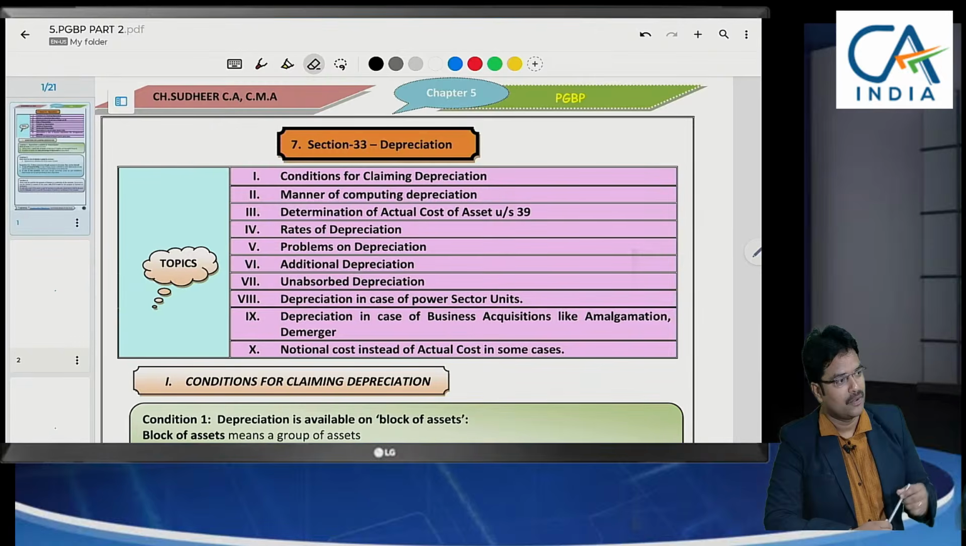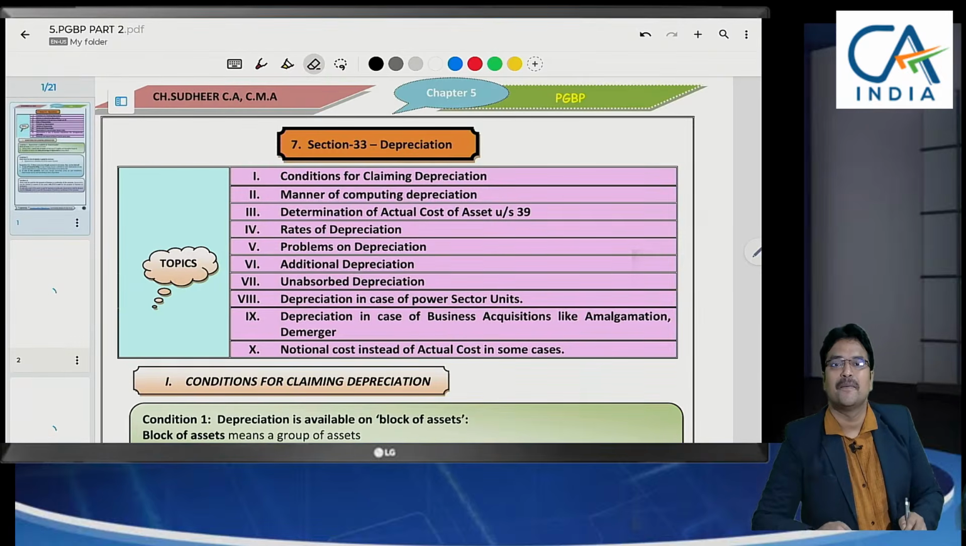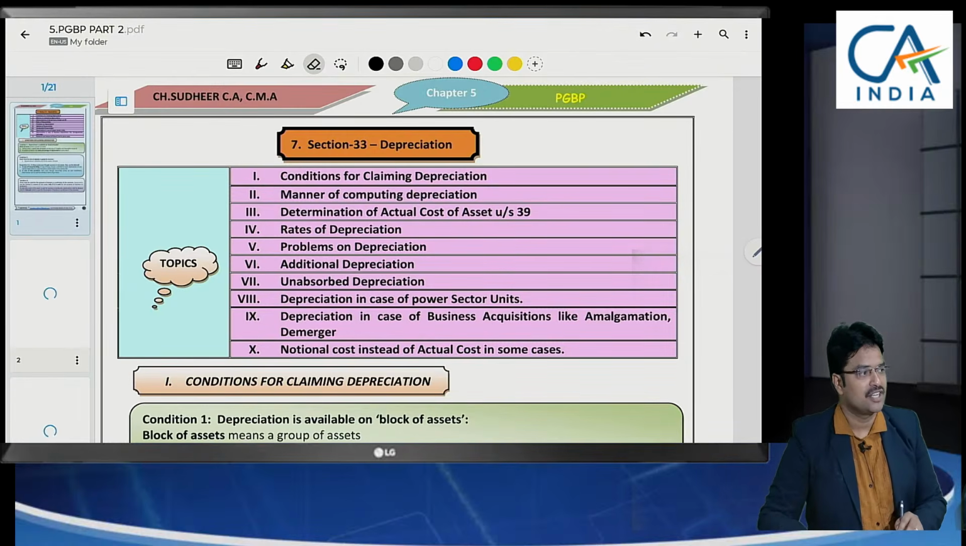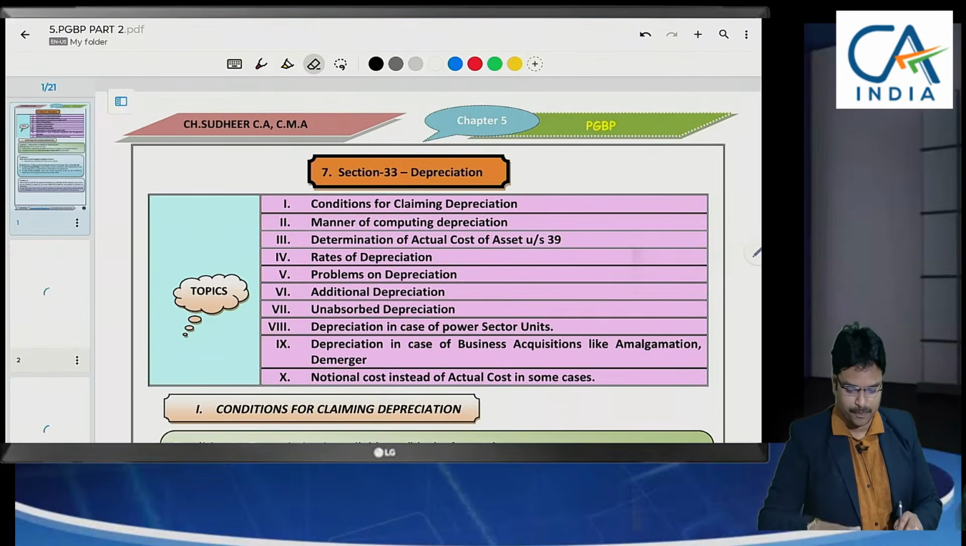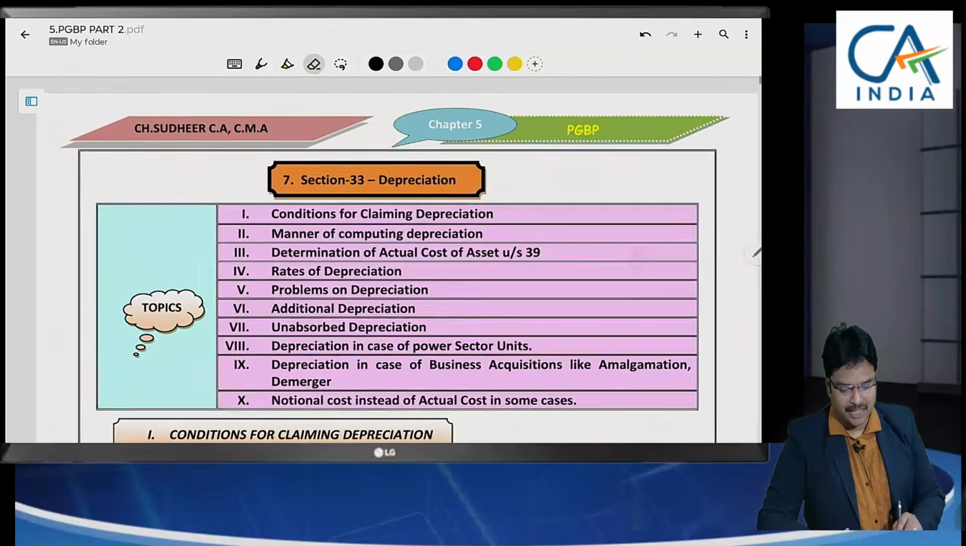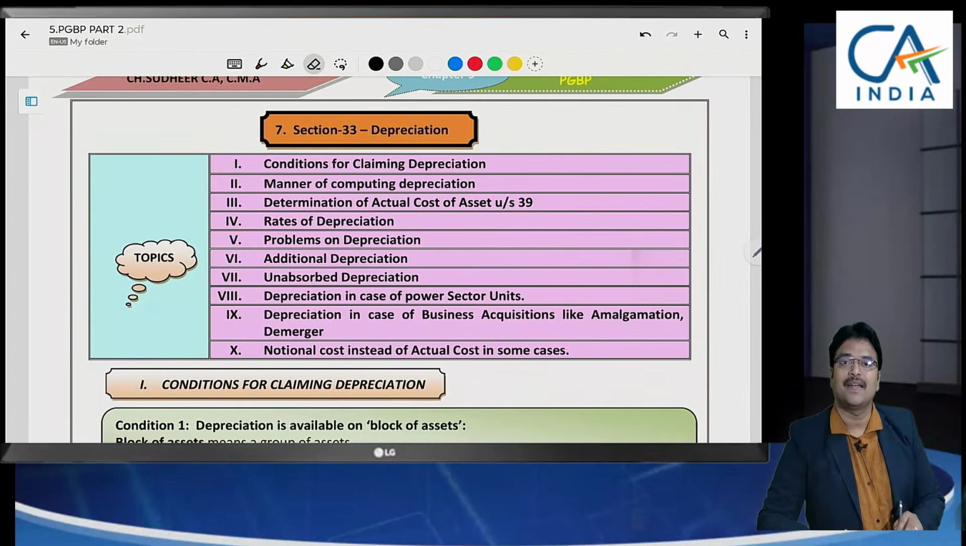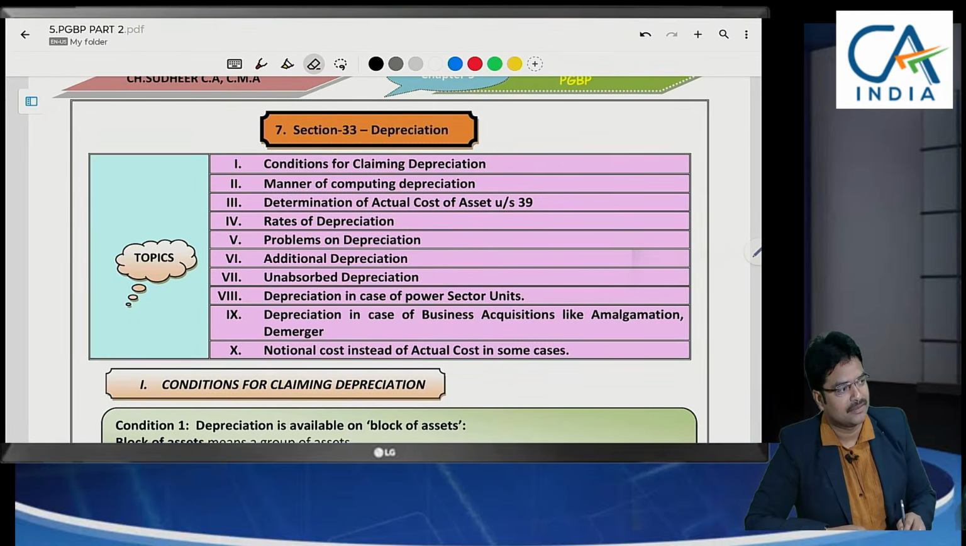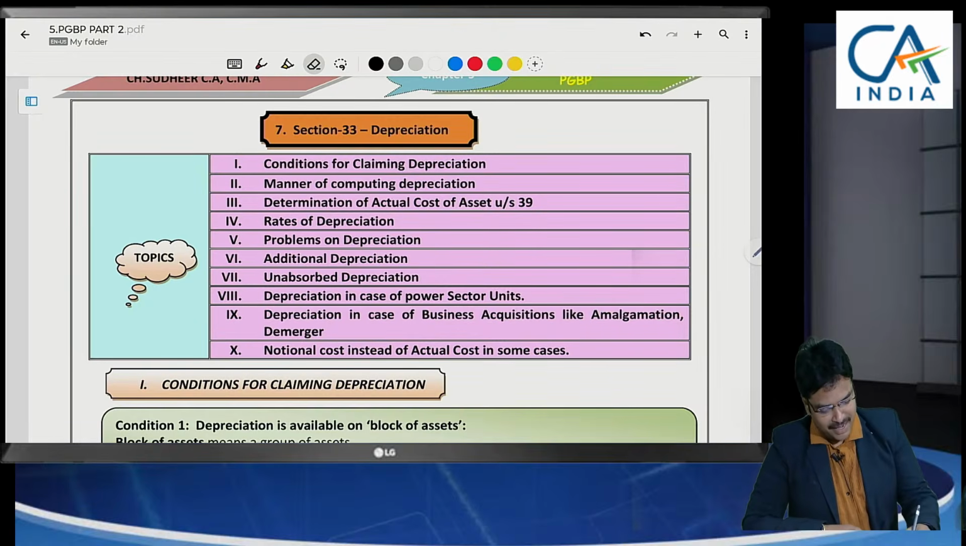So now we are in discussion of profits and gains from business or profession, in which in yesterday's session we have completed part 1 and now we are entering into part 2. In the past session we have completed till section 32, what are the deductions available under this head, and now we are going to enter section 33. What does this section deal with? Completely regarding depreciation.